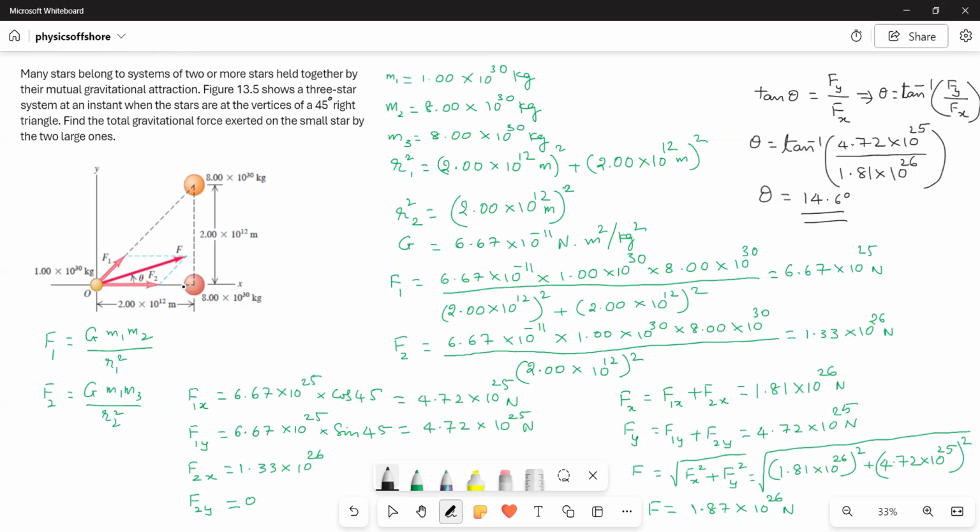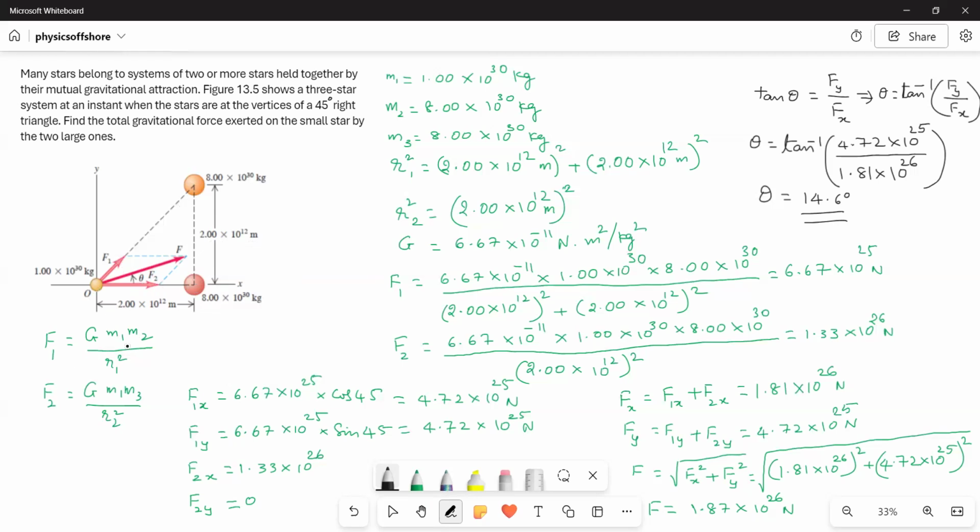That means this is an isosceles triangle. We can consider it like that because the distances are also the same. The distance between the smaller one and the bigger one is 2 into 10 to the power of 12 meters, and the distance between the two large stars is also 2 into 10 to the power of 12 meters. Now we have to calculate the force of attraction between the smaller one and each bigger one.